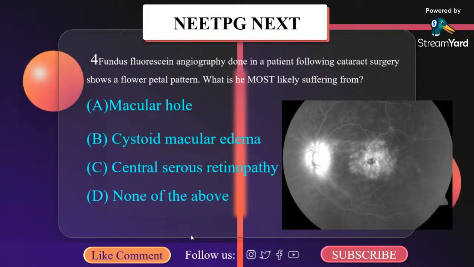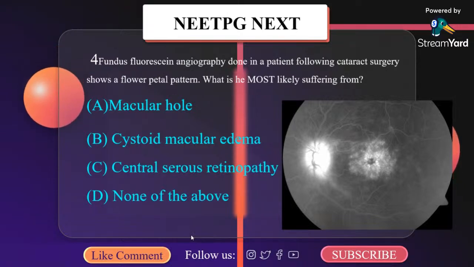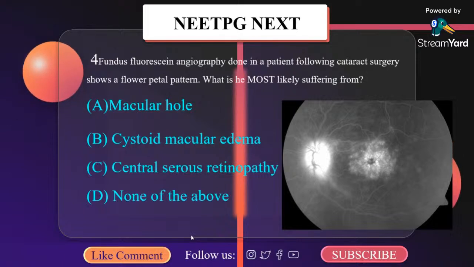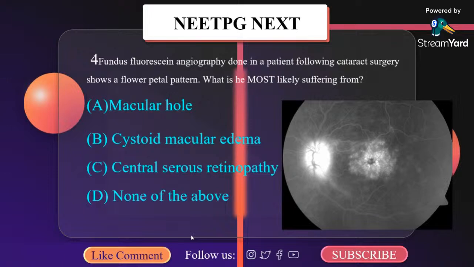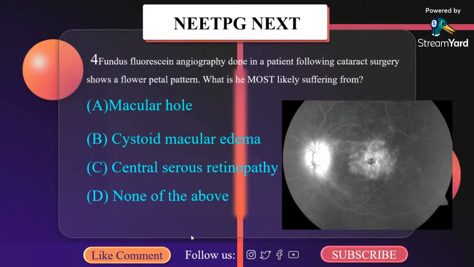Well, the correct answer here is B. Cystoid macular edema, flower petal pattern. Features of cystoid macular edema. What is cystoid macular edema?